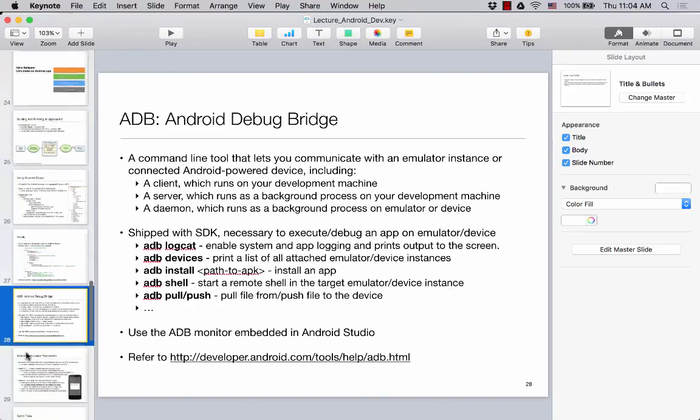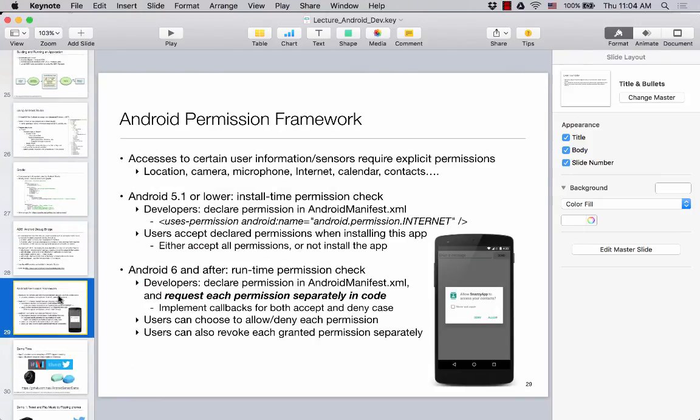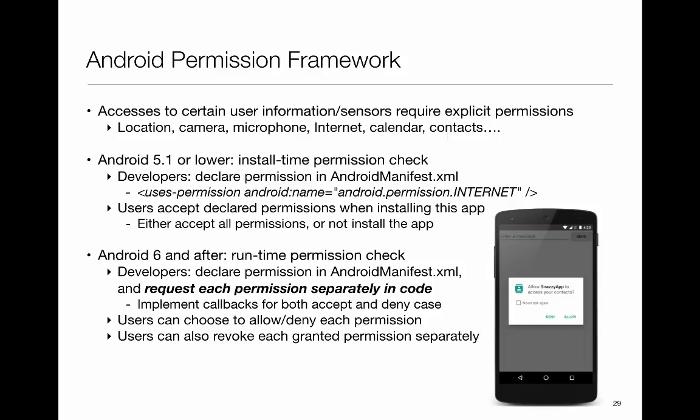And actually, one more final thing to mention is the Android permission framework. So access to certain user information or sensors will require some explicit permissions. Think of all these sensitive things like location, camera, microphone. You don't want any application to be able to access that information. So as an application developer, you have to declare certain permissions.